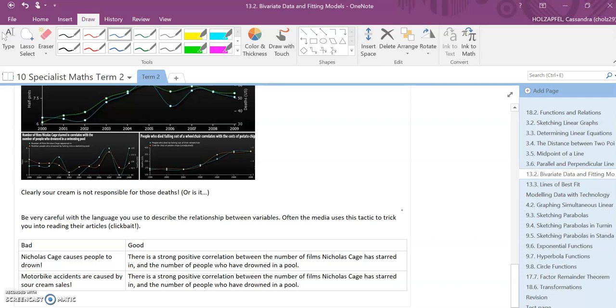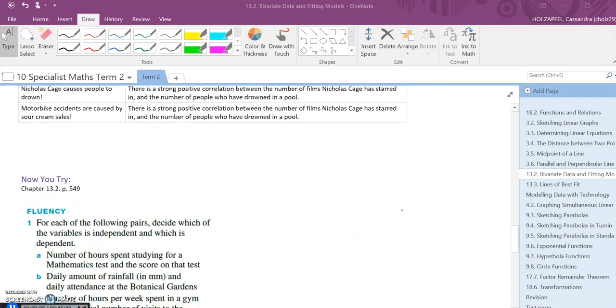So we have to be very careful with that language that we are using. Same thing with motorbike accidents causing sour cream sales. We can't say that it's caused by. We have to use that word correlation. So again, there is a strong positive correlation because the points are very closely aligned. That's why it's a strong correlation. It's a positive correlation because as one goes up, the other goes up as well. And it's a correlation, not a causation.